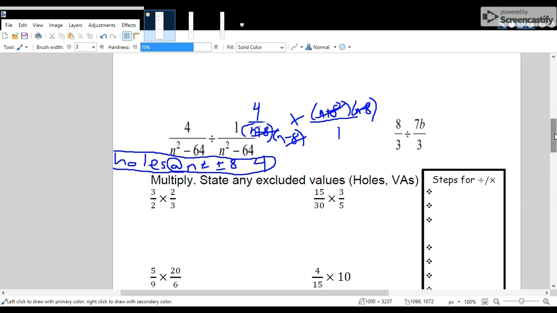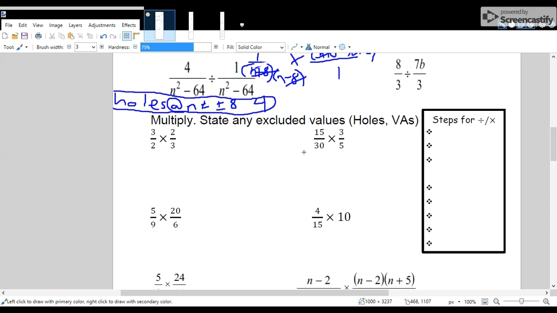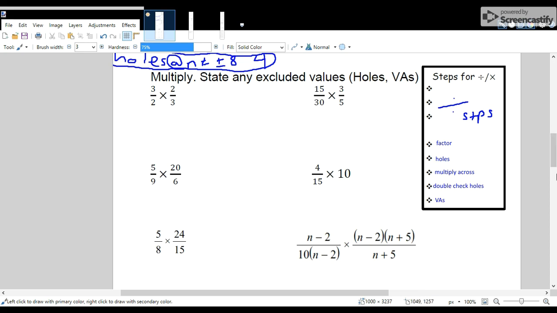Okay, let's look at the next page, multiply. State any excluded values, holes and vertical asymptotes. Let's go over the steps. So let's look at this one. We have 5 over 9 times 20 over 6. Well, there's nothing we can factor here. So we're going to multiply straight across and simplify.